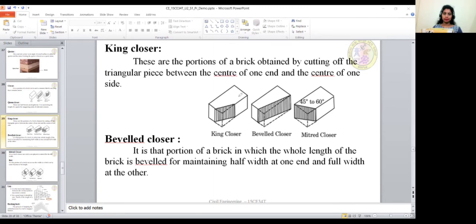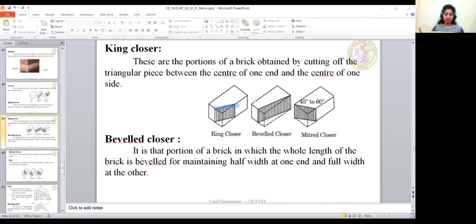And if you cut the brick as a triangular piece between the center of one end and the center of one side, meaning this corner portion, in this picture you are observing, see, it is clear. Exactly the corner triangular portion is cut, then it is known as king closure.